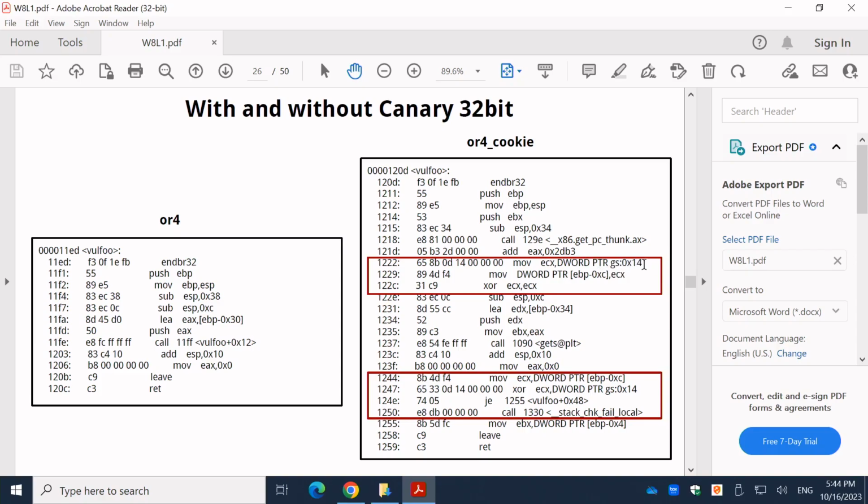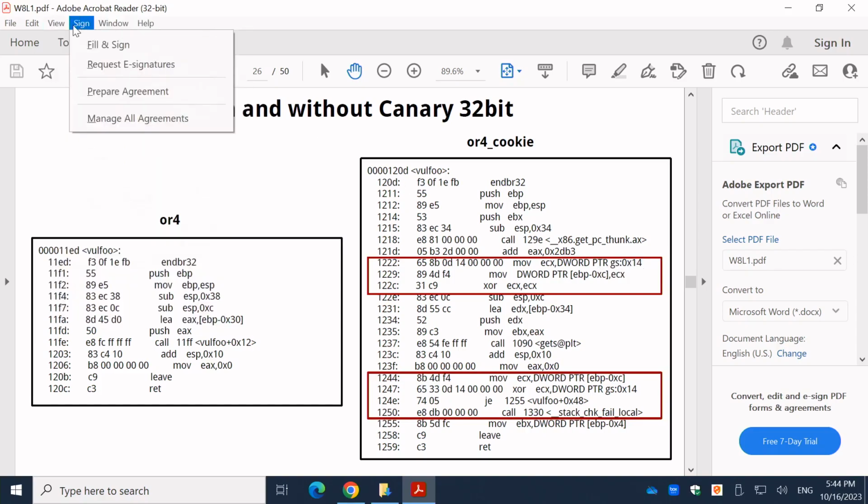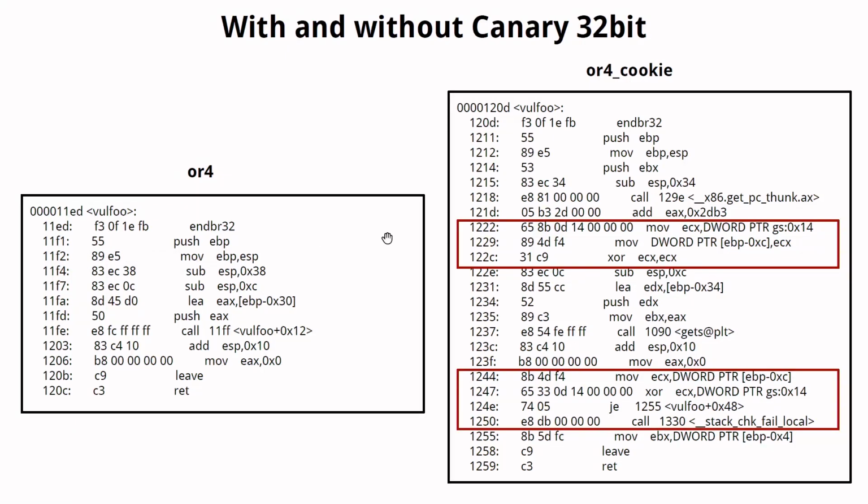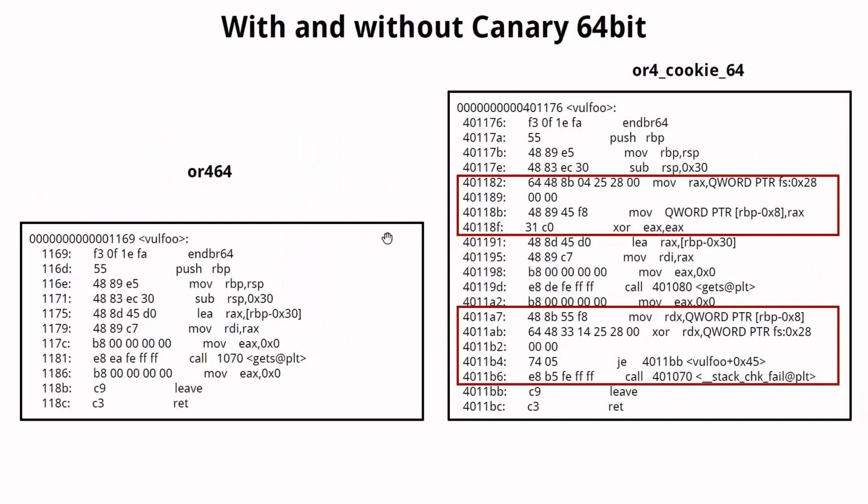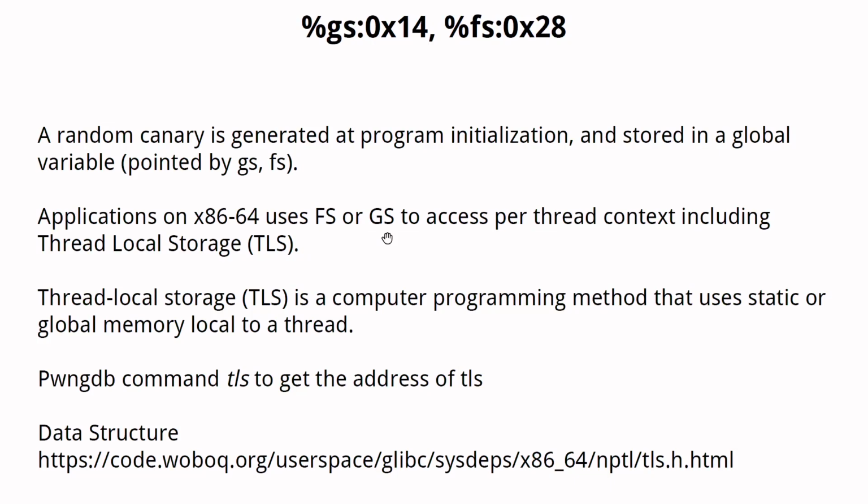However, we haven't talked about how this value is generated. Those functions didn't generate the value. They only fetch this value from another place. Actually, for the 32-bit version, that value is at GS plus 14. For 64-bit, in Intel architecture, that value is at FS plus 28.